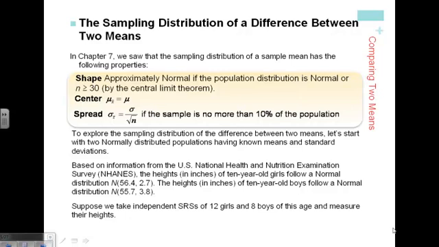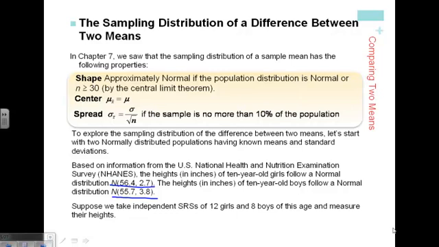A population of 10-year-old girls, and their heights are normally distributed with a mean of 54.6 and a standard deviation of 2.7. Let's say we have a distribution of 10-year-old boys. Their heights are also normally distributed with a mean height of 55.7 and a standard deviation of 3.8. So amongst 10-year-old boys and girls, it looks like the girls are taller at that point. That's a pretty big standard deviation. But there's more variation amongst the boys.